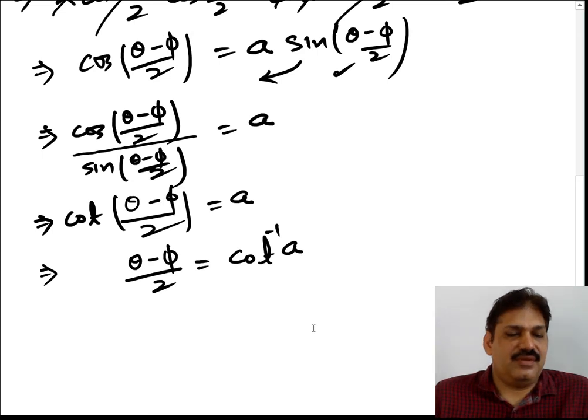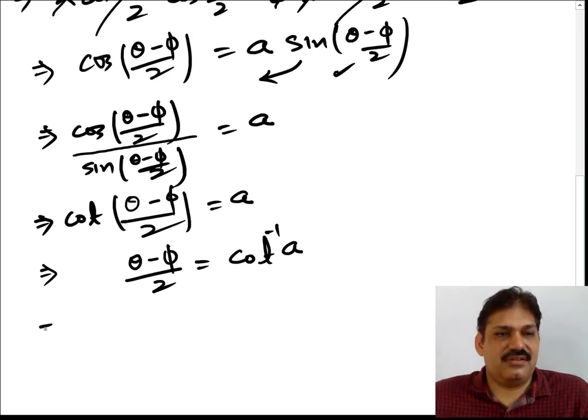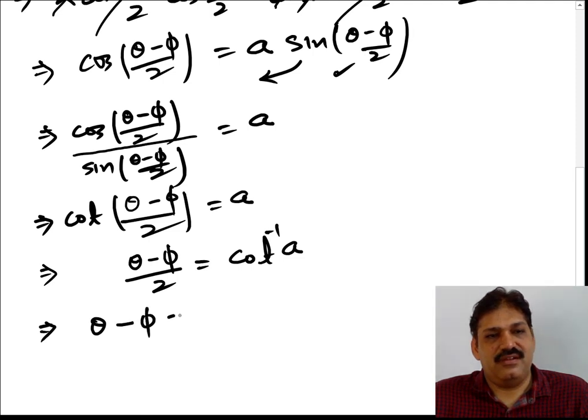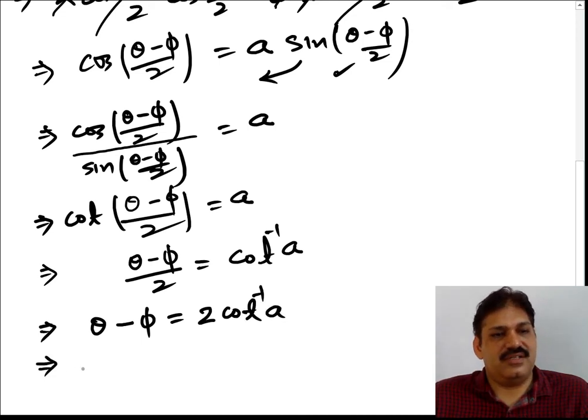Now, because right hand side is simply a constant, we will transpose 2 also. What we get is theta minus phi is equal to 2 times of cot inverse a, and theta is nothing but sine inverse x.